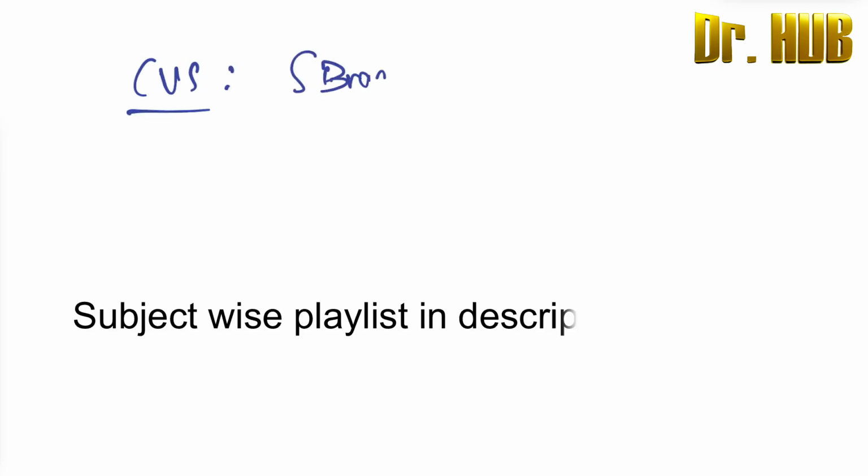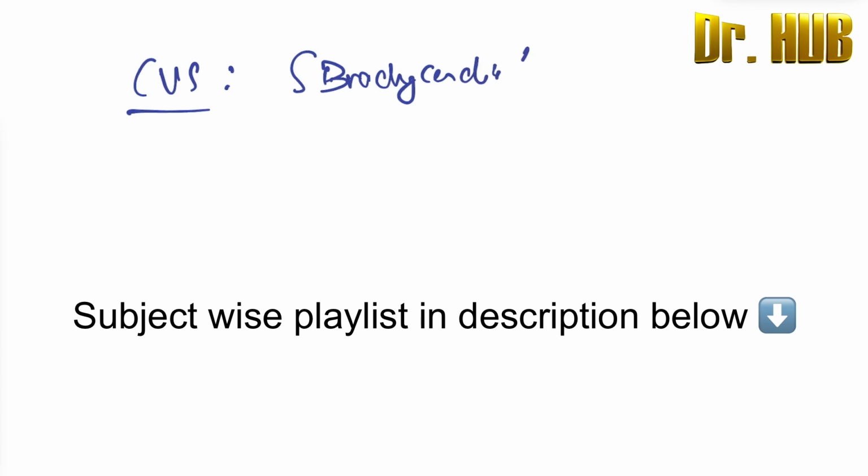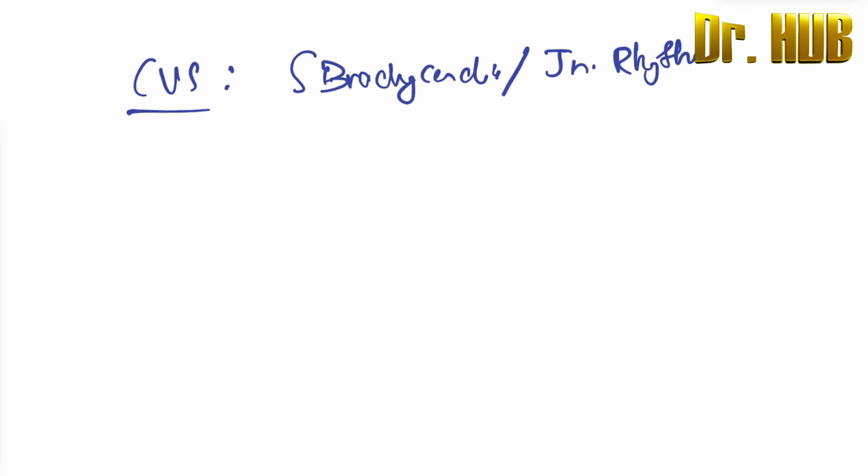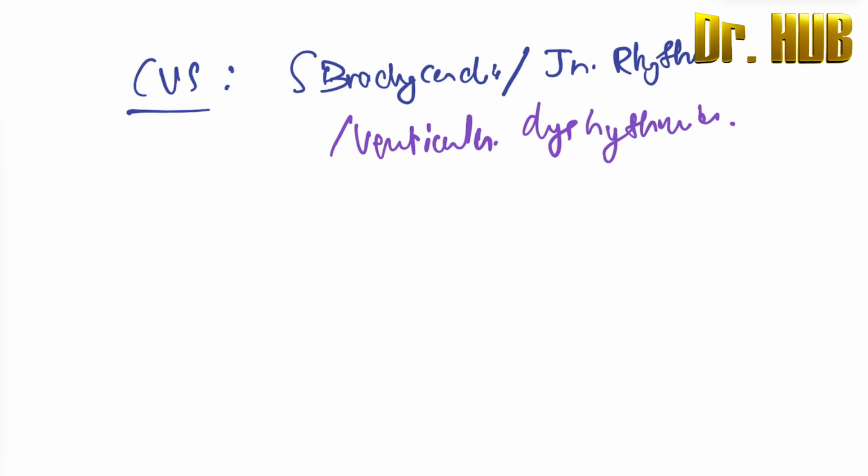Succinylcholine and its side effects. Under the CVS, it causes sinus bradycardia, then junctional rhythms, then ventricular dysrhythmias. Next is hyperkalemia. Next is myalgia.